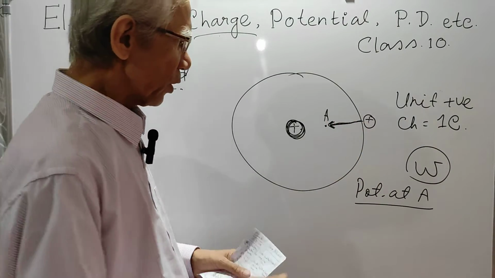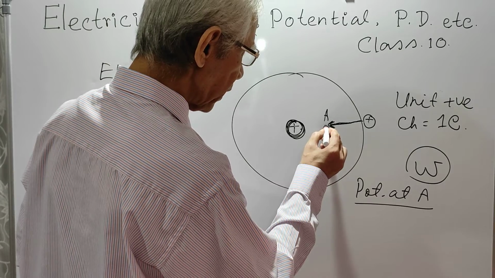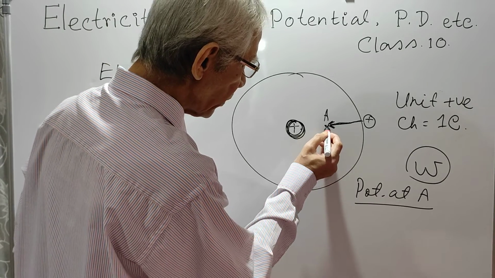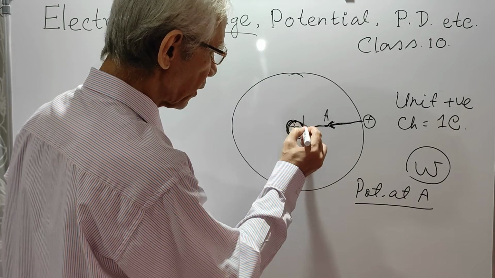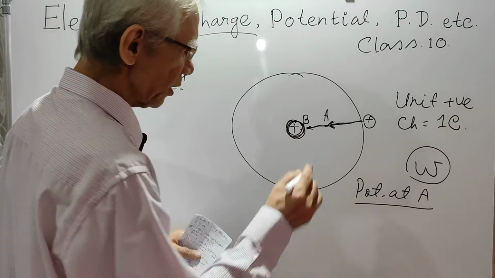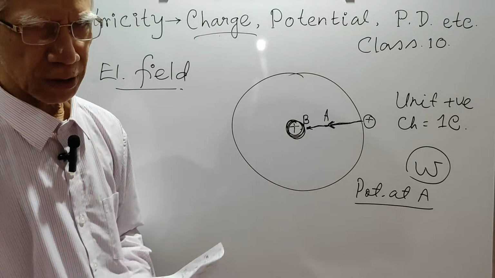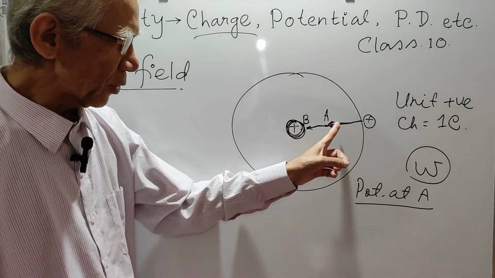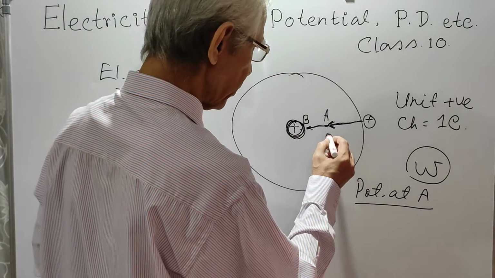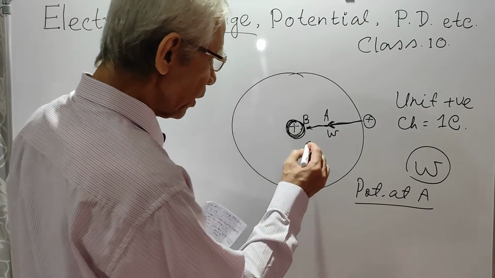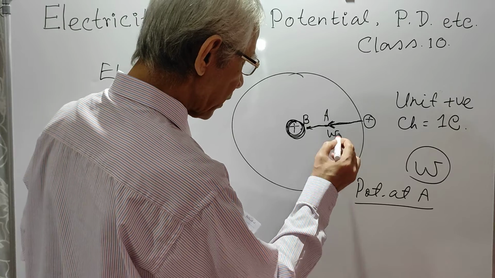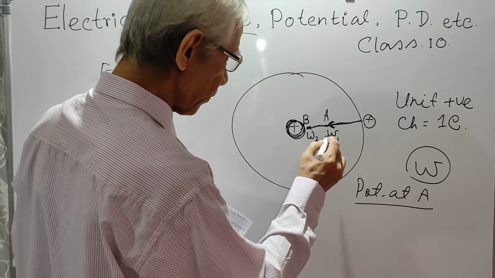All right. So suppose this one is A. Now you want to bring it further towards, suppose, this point B, just near the charge. Then you have to do more work. So from here to here, you have done what amount of work? W. And from here to here, suppose you say this is W1 and this is W2.